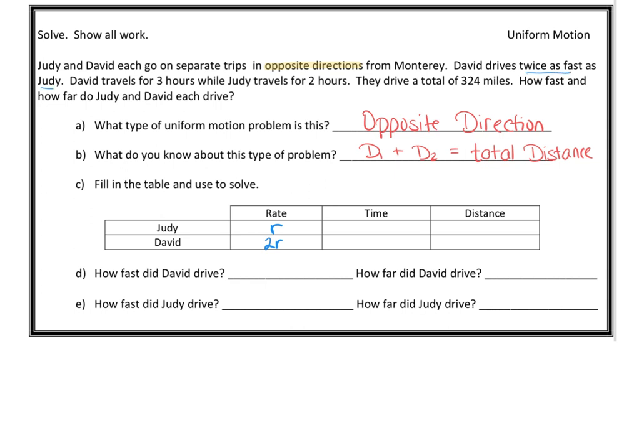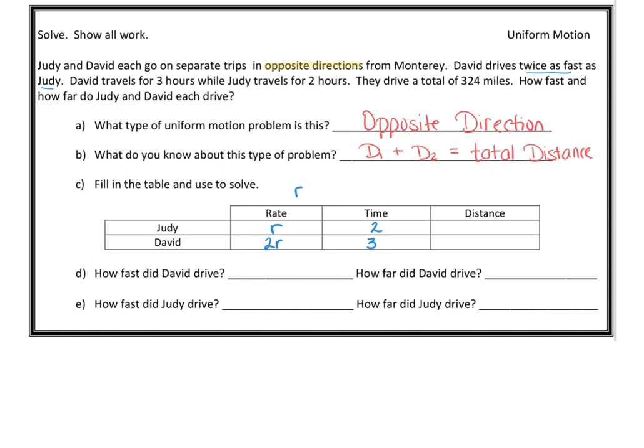Let's look at their time. David travels for 3 hours. They straight up told me the time. His is 3. So is it fine if we keep it in hours or minutes? All right, how long did Judy travel? What's her time? 2 hours. 2. So we're going to put a 2 here.